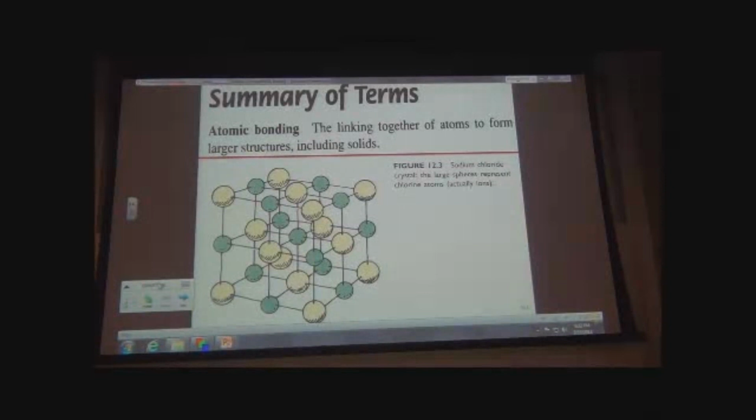Ionic bonds, one atom, or one molecule rather, will steal electrons from another, whereas in a covalent bond they share. So, yeah. Okay.